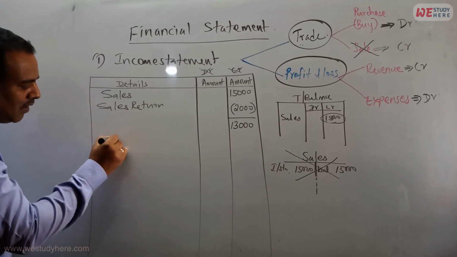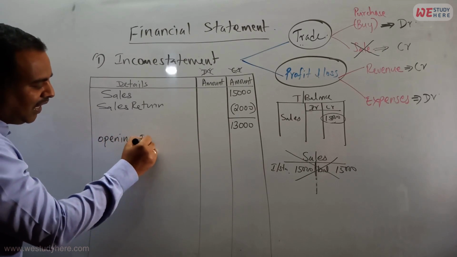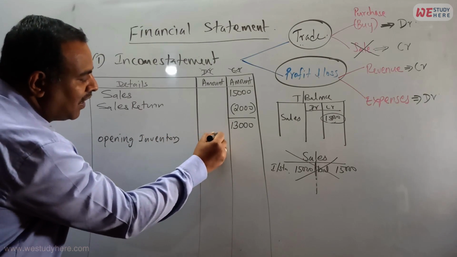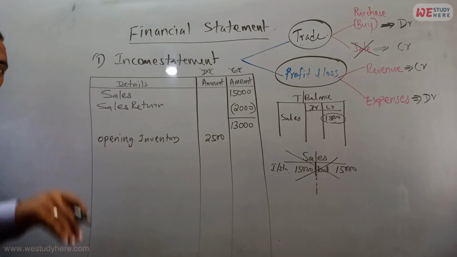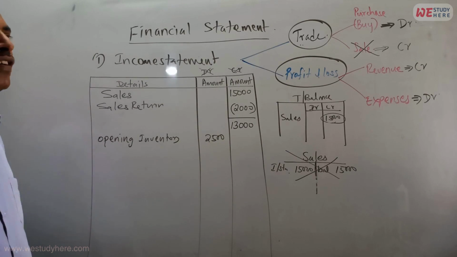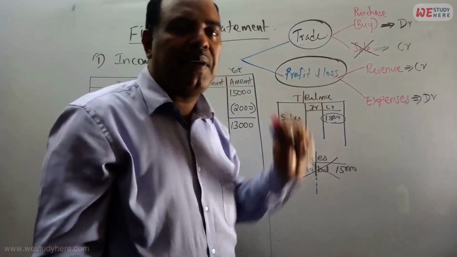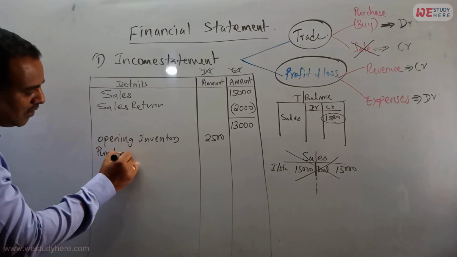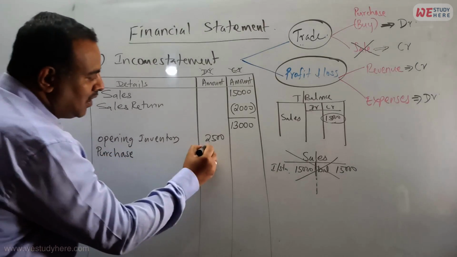Opening inventory, let's say 2,500. Now this year you are purchasing goods, let's say $3,000. Purchasing goods, how much? Debit balance. Now purchases, let's say 3,000.